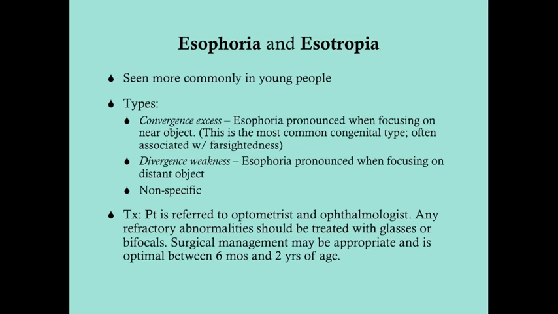So for treatment here, and this pretty much goes for everybody, the patient is referred to an optometrist for correction and to an ophthalmologist, to correct any refractive abnormalities which tend to coexist, and to plan the patient for surgical management, as most patients are managed surgically. They just reposition some of the extraocular muscles. You don't need to know any of that. But typically, surgical management is optimal between 6 months and 2 years of age.